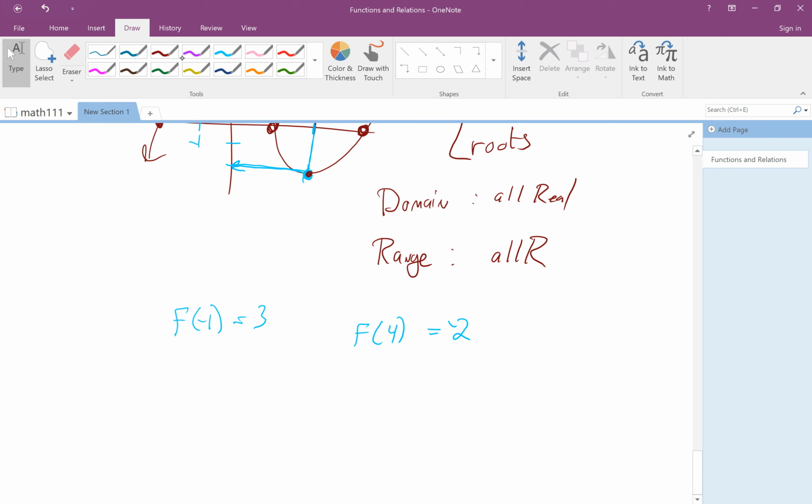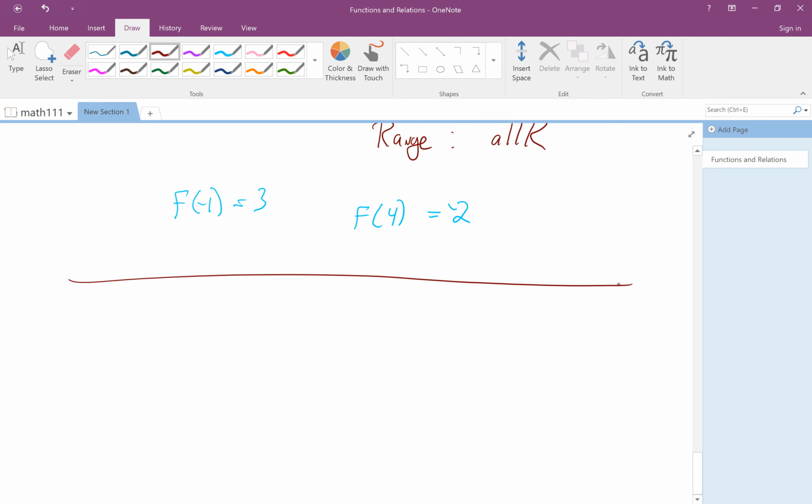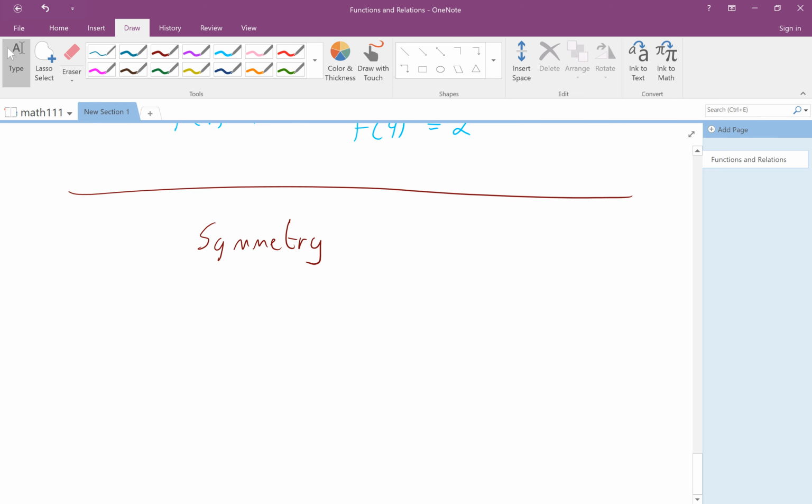The other things they're going to ask, they're going to talk about symmetry. Okay? So I'm going to give you a graph here. Looks like this. All right? Now, they're going to say, is this graph symmetric about the x-axis? Is it symmetric about the y-axis? Is it symmetric about the origin?